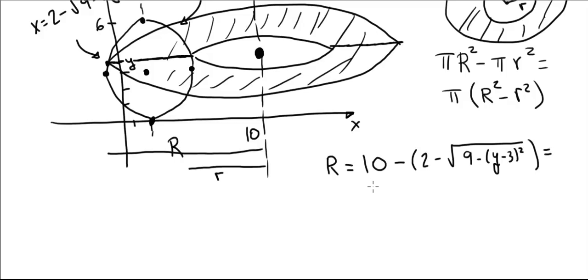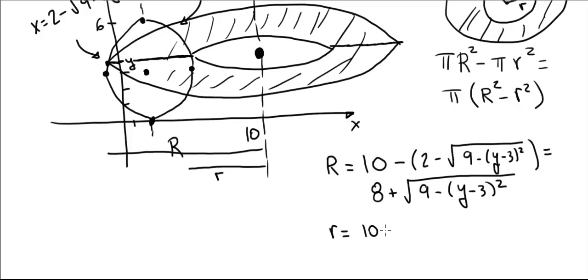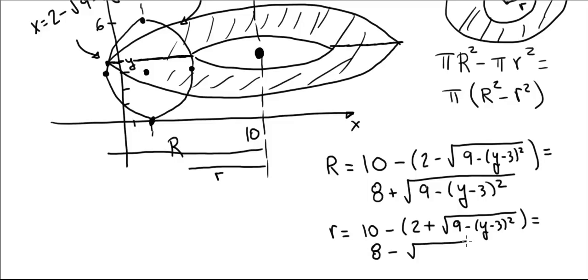Simplifying this, 10 minus 2 is 8, minus a minus, plus the square root of 9 minus (y minus 3) squared. Now little r is done similarly. It's 10 minus the x-coordinate of the right semicircle, which is 2 plus the square root of 9 minus (y minus 3) squared. Simplifying this, it will be 8 minus the square root of 9 minus (y minus 3) squared.